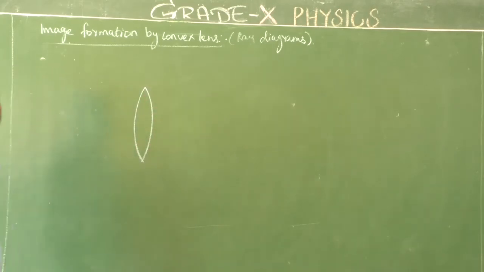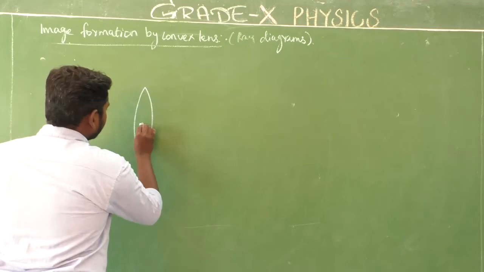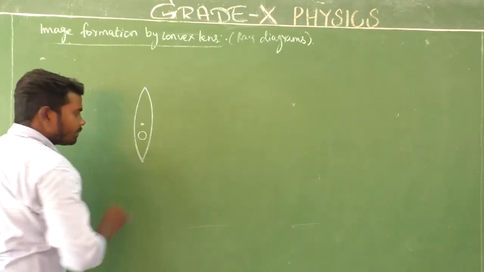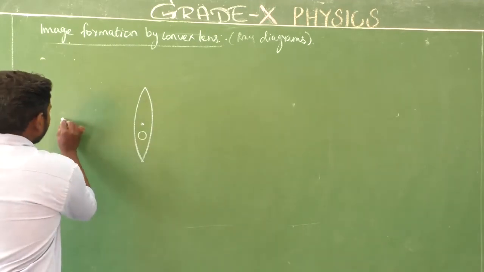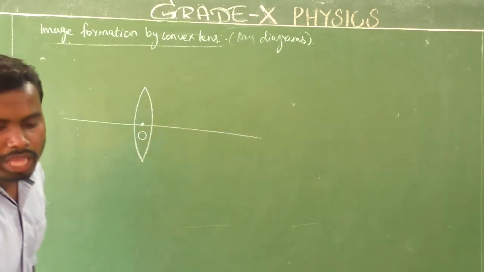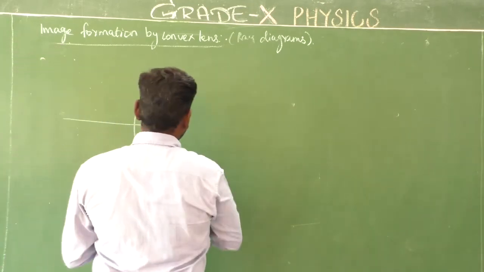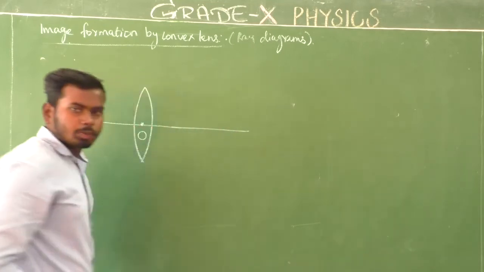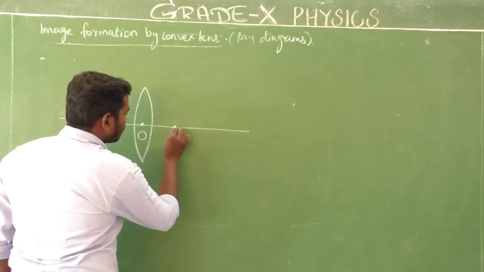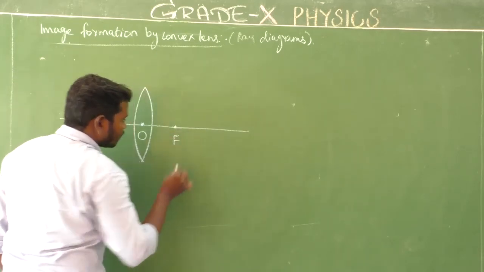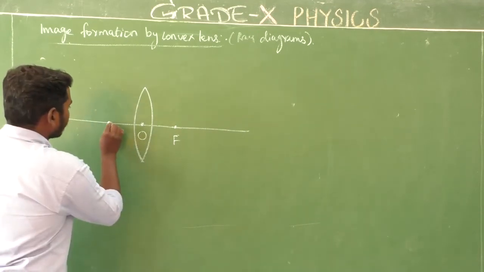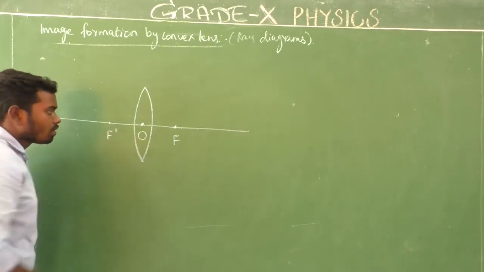First consider a convex lens. This is a convex lens. The center point of a convex lens is the optical center O. Am I right? Yes. Next, an imaginary line which passes through the optical center is the principal axis. Look here. Next, what is this point? That point is focus. And on the left side also there is one focus, that is the secondary focus of the convex lens.